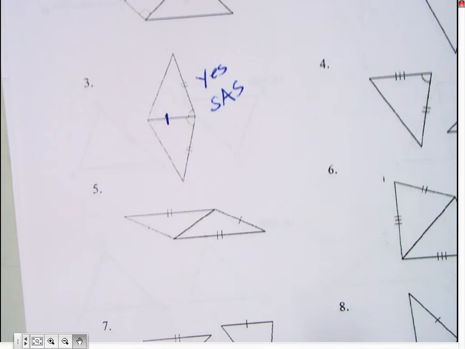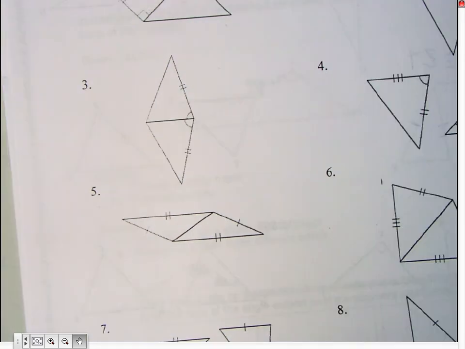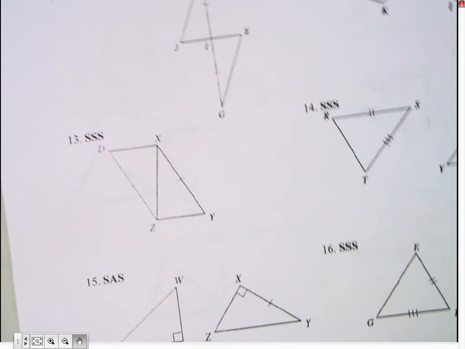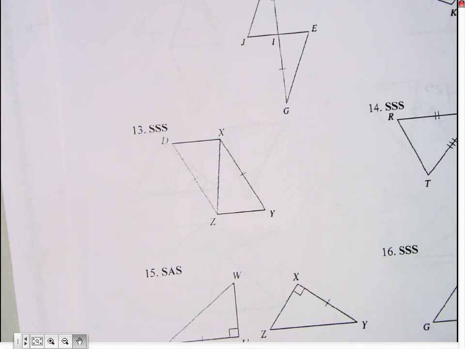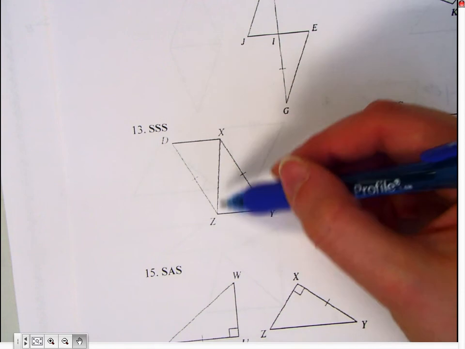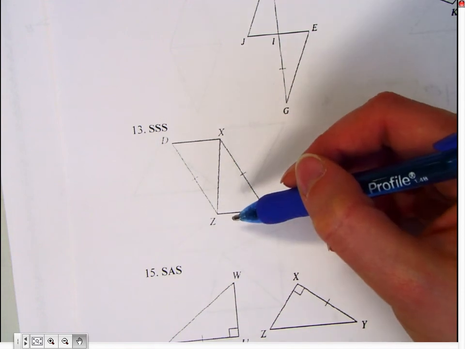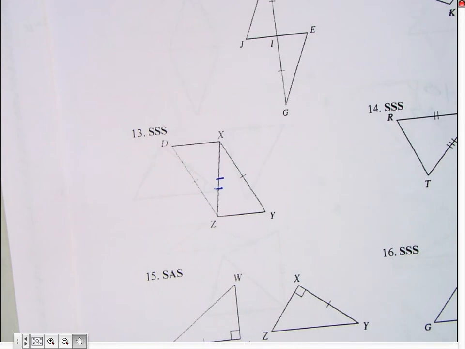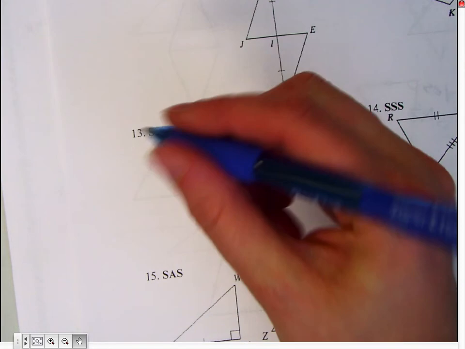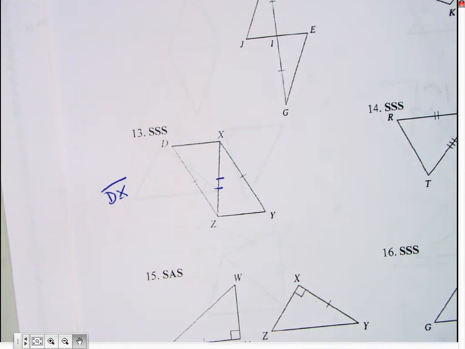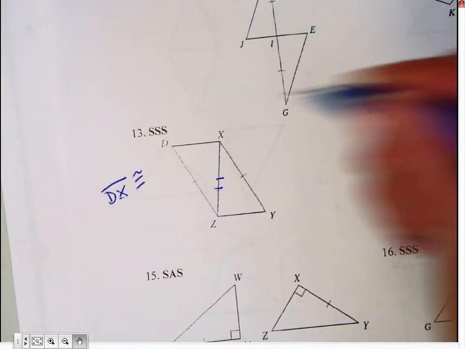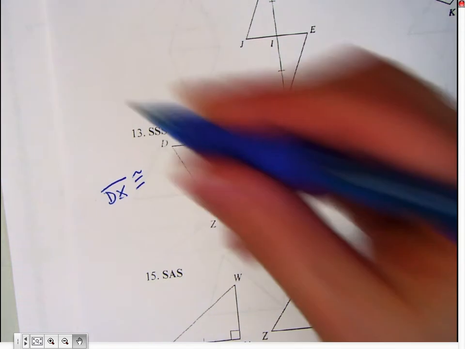Okay, let's look at the back because the back is different. I'm going to look at number 13. Number 13 wants me to prove it by side, side, side, but it wants me to tell you what's missing. First of all, we know XZ are congruent to each other by what? Reflection. So what other side do I need to prove that the triangles are congruent? I need DX, so I write DX with a line over it, because that's how I know it's a side. It needs to be congruent to what other side? ZY or YZ.